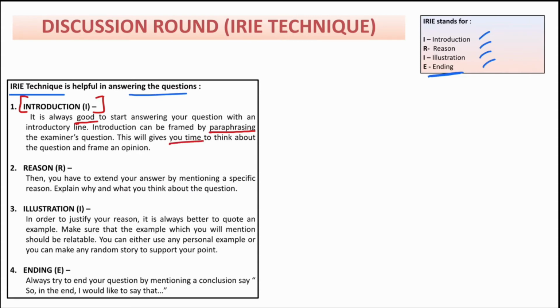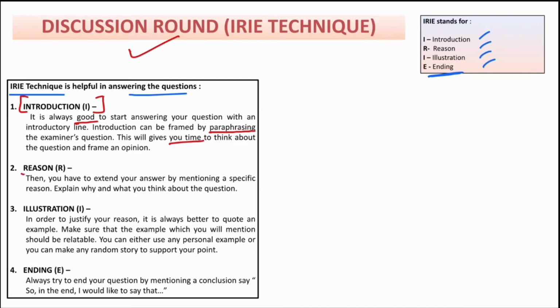This will give you time to think about the question and frame an opinion. Now you know that in this discussion round, you will not get extra time to think about the question. You have to be prompt. So in that case, when you rephrase the examiner's question, it gives you time to think about the question, right? And you can frame your opinion and more ideas.